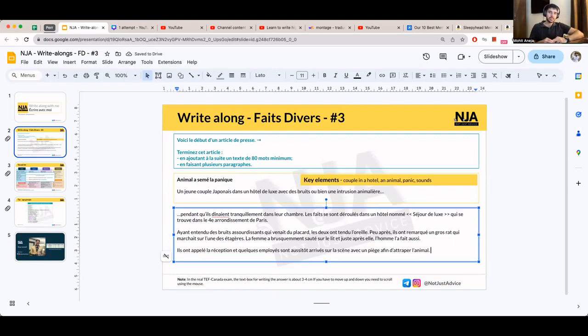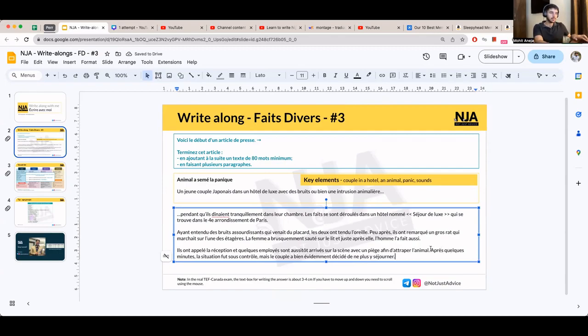So let's just finish the story by saying that after some attempts or after some minutes, the situation was in control and probably the couple decided not to stay there anymore. Après quelques minutes, la situation fut sous contrôle, mais le couple a décidé, some exaggeration, a bien évidemment décidé de ne plus y séjourner.